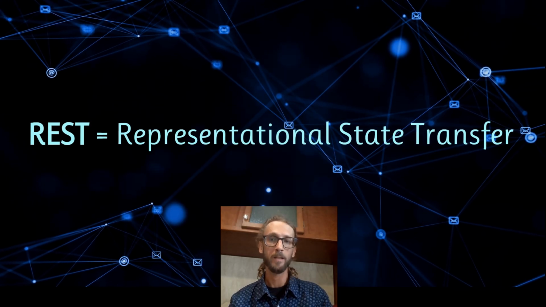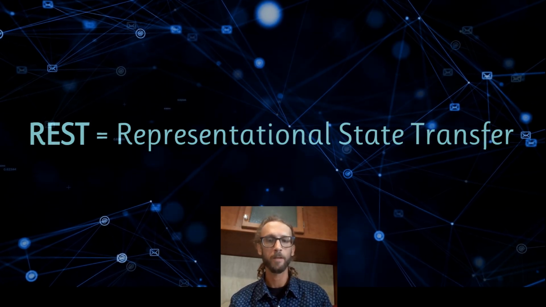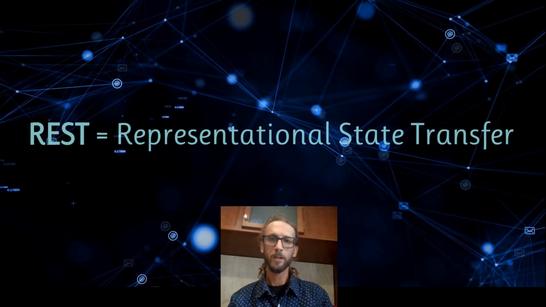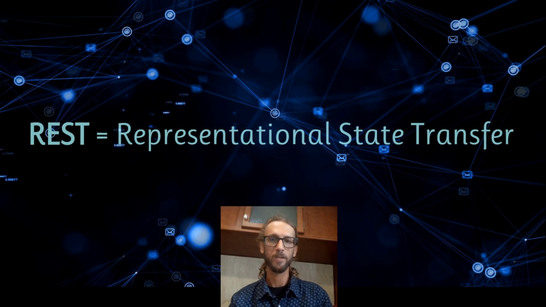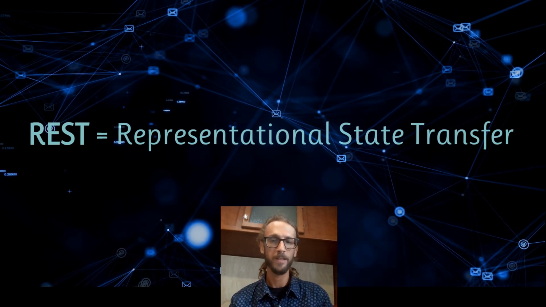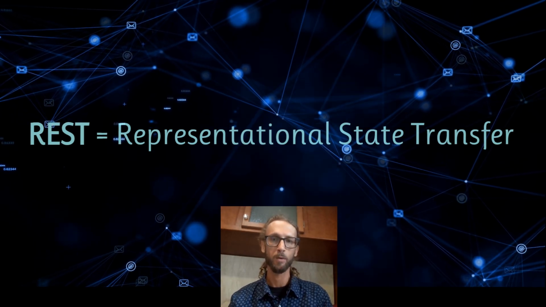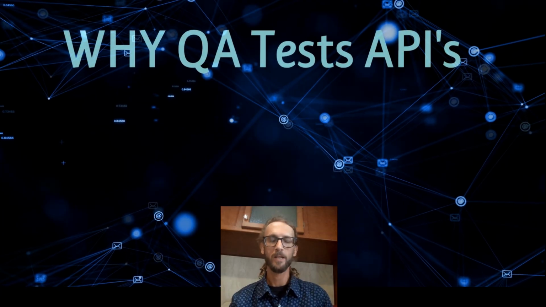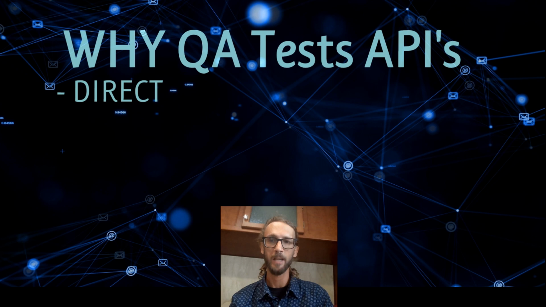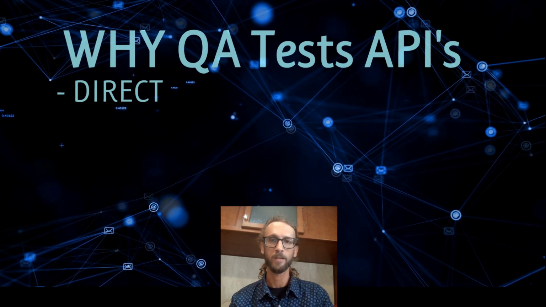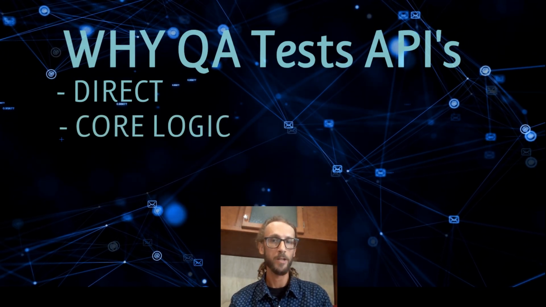And because APIs sit right in the middle of all this communication, they're also one of the first places things can break. That's why QA teams don't wait for bugs to show up in the UI. API testing helps catch issues at the internal level, saving time, preventing major bugs, and making applications more reliable. So why does QA test APIs? They are direct. One of the biggest reasons QA teams test APIs is due to the fact that they go straight to the source.